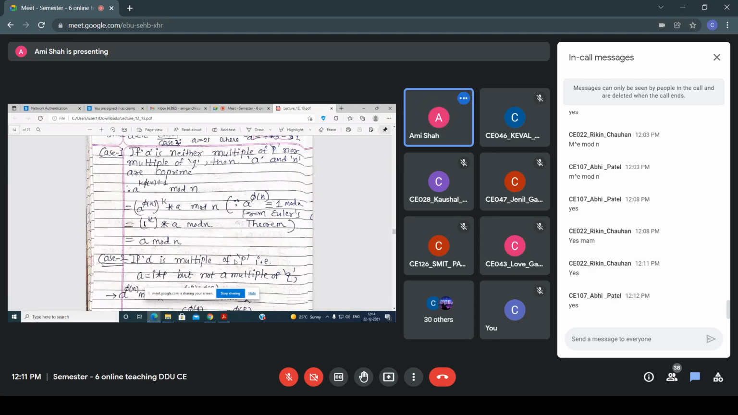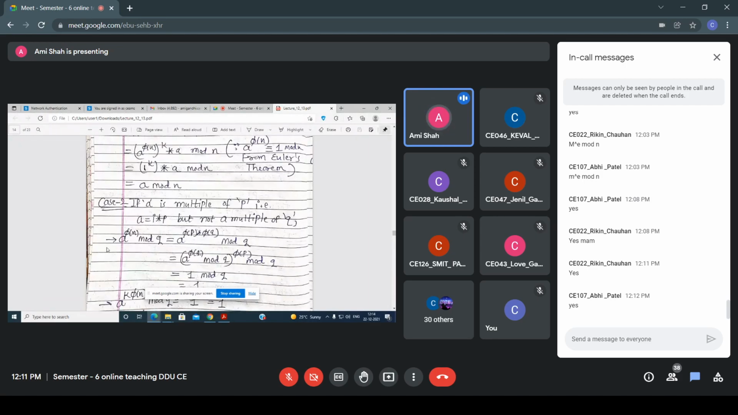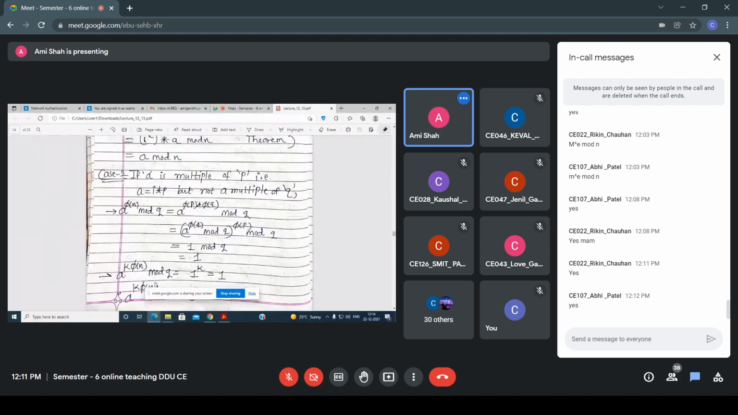So now in the next concept, what happened? A is a multiple of P. If it's a multiple of P, can you write it in this way: A equals I into P, some I into P. But it's not a multiple of Q. First I am not calculating a raised to k phi n mod Q. First I am calculating a raised to phi n mod Q.